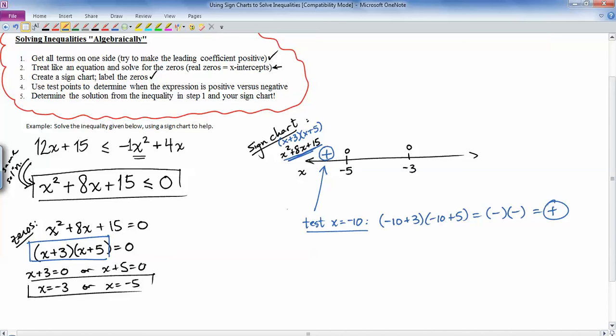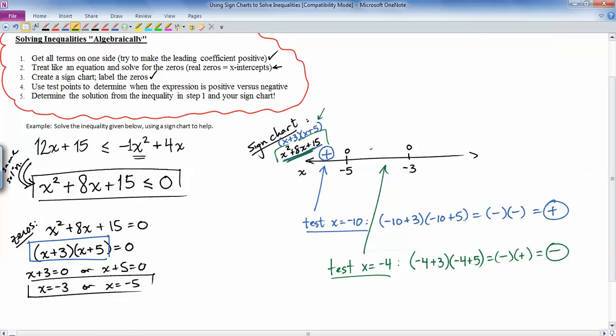Okay, well, let's try another one. So let's test, probably an easy one to test right there. Test x equals -4. So we're going to plug that into either that version, the x squared plus 8x plus 15, or the factored version, which is the same. So if I plug in negative 4, I get negative 4 plus 3 times negative 4 plus 5. And that one's going to be a negative number times a positive number. And if I do negative times positive, I get a negative. So everything between negative 5 and negative 3, when I plug that into this expression right here, I get negatives.